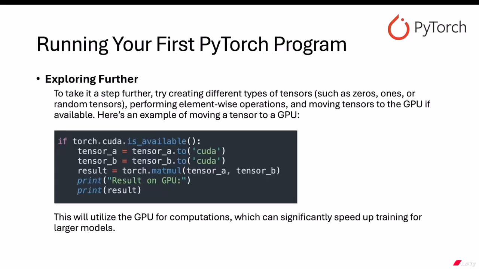Now exploring further. To take it a step further, try creating different types of tensors such as zeros, ones, or random tensors, performing element-wise operations and moving tensors to the GPU if available. Here's an example of moving a tensor to a GPU, where if torch.cuda is available, tensor_A = tensor_A.to('cuda'), then same for tensor B, and then the result torch.matmul with the same tensor A, tensor B, and you can print out the result. This will utilize the GPU for computations, which can significantly speed up training for larger models. So you can play with it just to see if it's available.